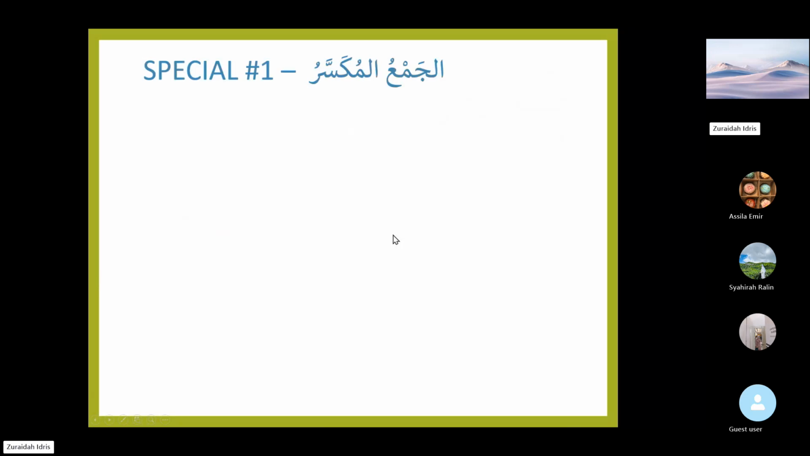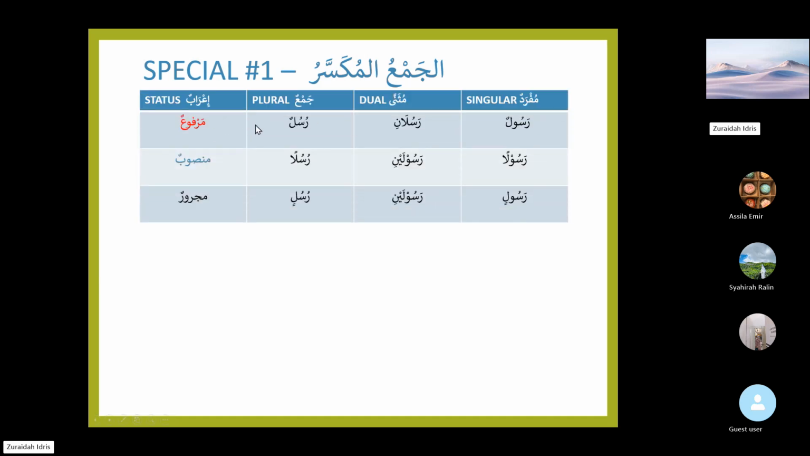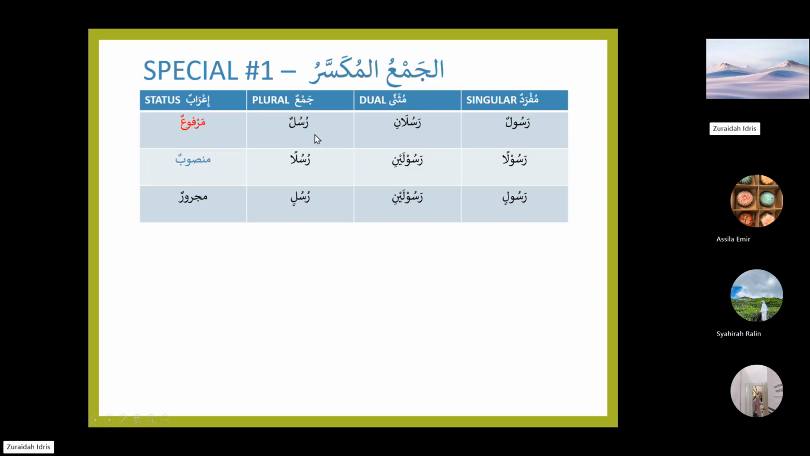Now, alhamdulillah, let's go back to al-mukassar, the broken plural. It's slightly different, the way you see plural, dual, and singular. Here we have the mufrad, rasulun. When it's dual for marfu', it's rasulani, always ani, as we saw just now. But the broken plural is rusulun. It's not rasuluna. It's rusulun because this is the form it comes in.